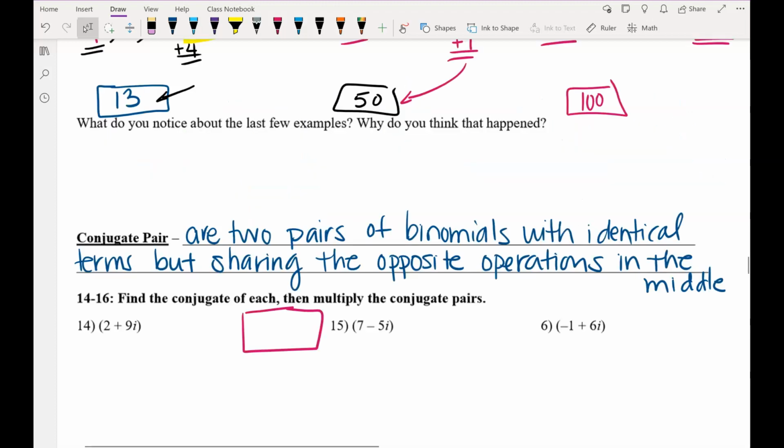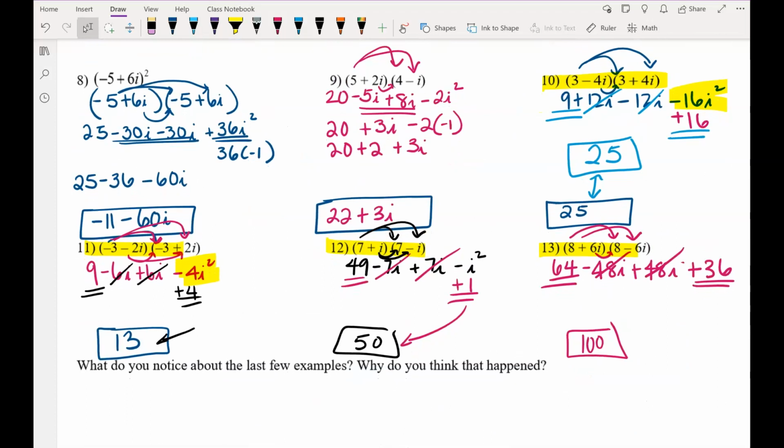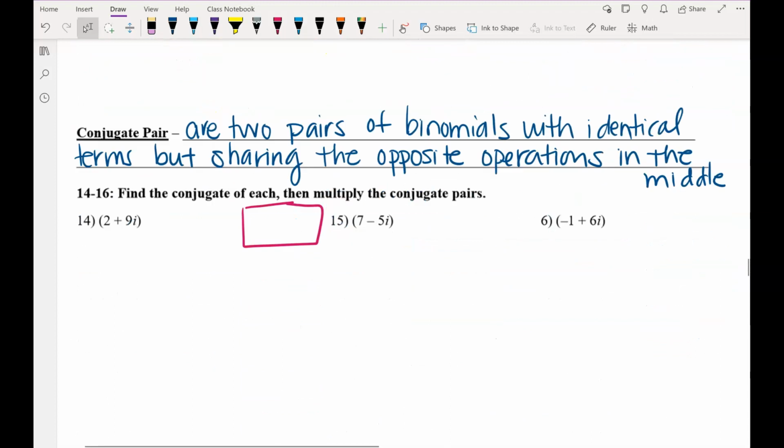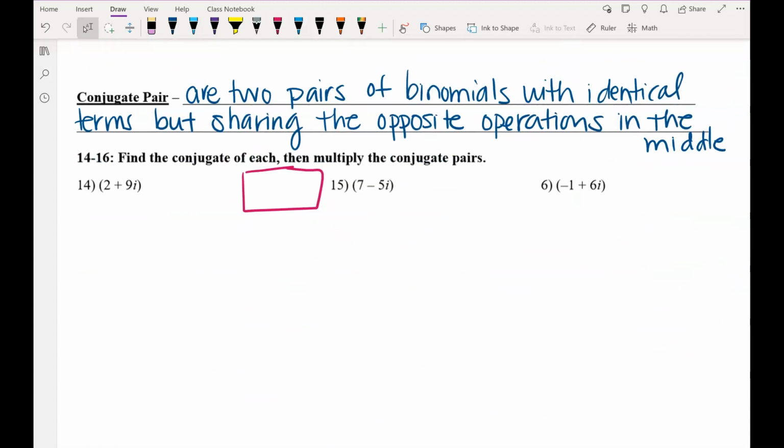So look at examples 10, 11, 12, and 13. Those two binomials are all conjugate pairs. So, Jasmine, everything should be the same except the sign in the middle. So number 14, one more time, what would be the conjugate for 2 plus 9i? Everything should be the same except the sign in the middle. So what should we write down? 2 minus 9i. Box that up.